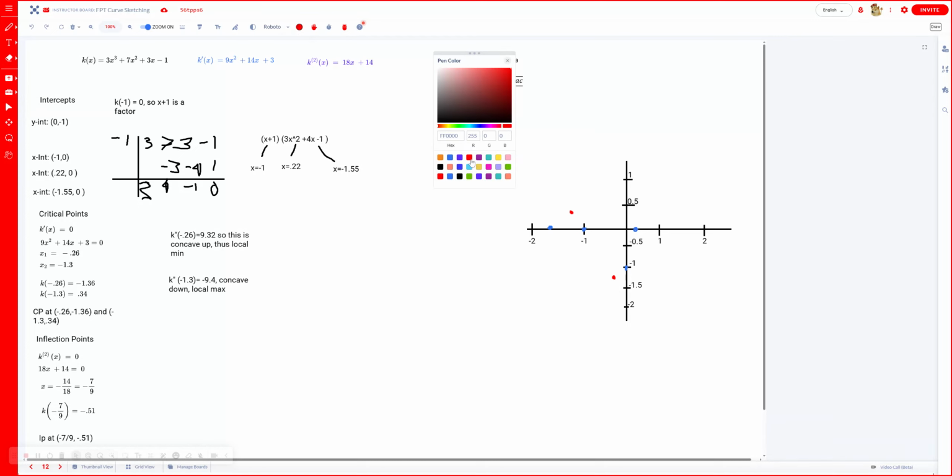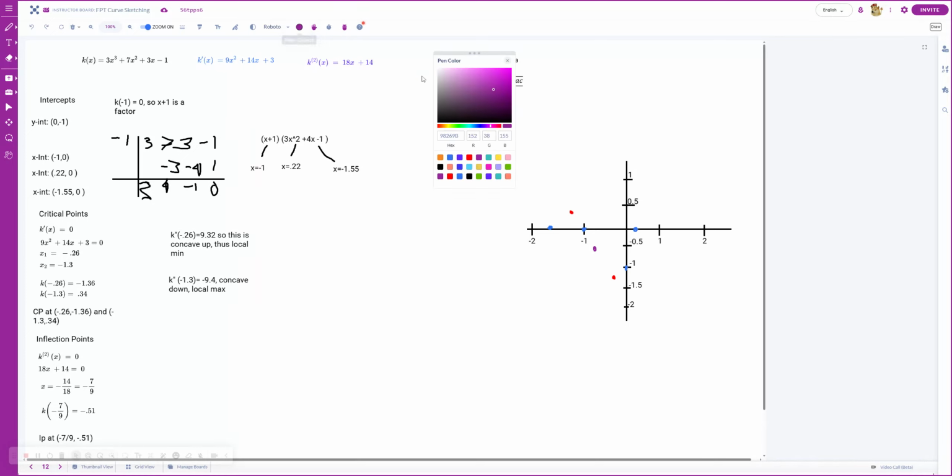Finally, we have to plot our inflection point. So we know it's at negative 7 over 9, which is about negative 0.7, just a little bit more, so we'll put it right here. And it's at negative 0.51, which is just below the negative 0.5 mark on our graph. So that's about where that is.